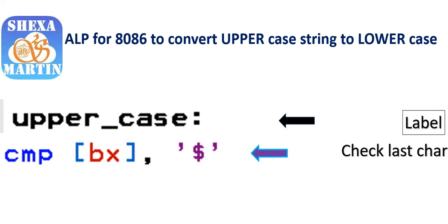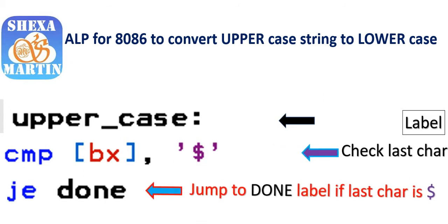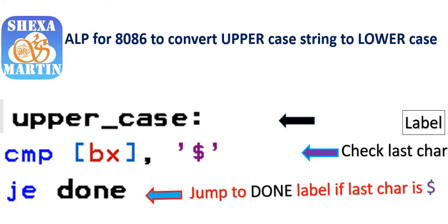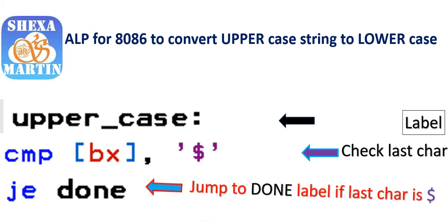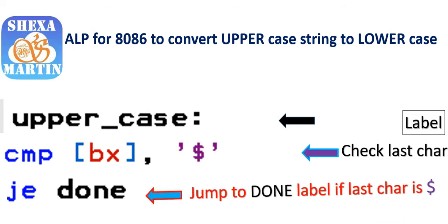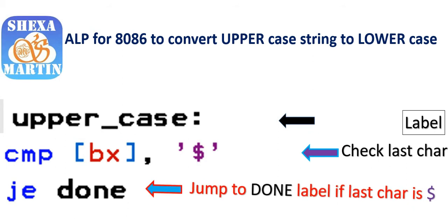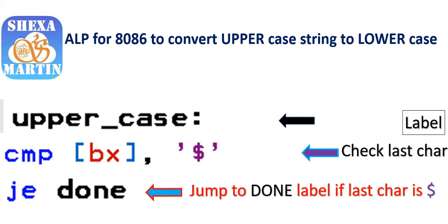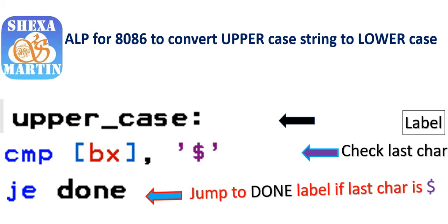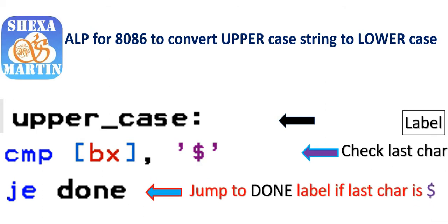From there, what we do next is we act according to the results of our compare instruction. If the last character is equal to the $ sign, then we jump to a label called done, because we are done. We have reached the last character of our string.